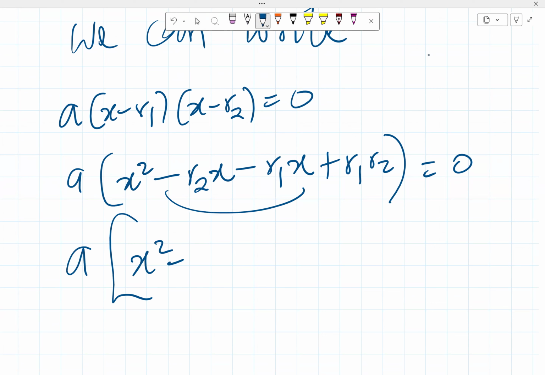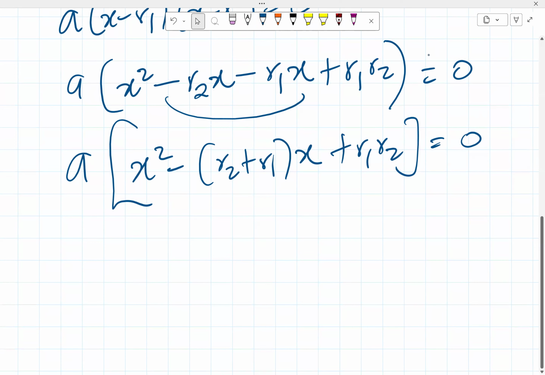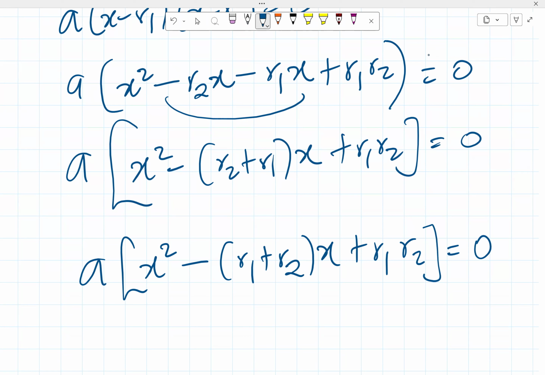So we can put these two together, so you can have minus outside. So you have R2 plus R1 x. If you expand, you have minus R2x minus R1x, then plus R1R2. So if you want to write that better, you have A into x squared minus (R1 plus R2)x plus R1R2, which is equal to 0.